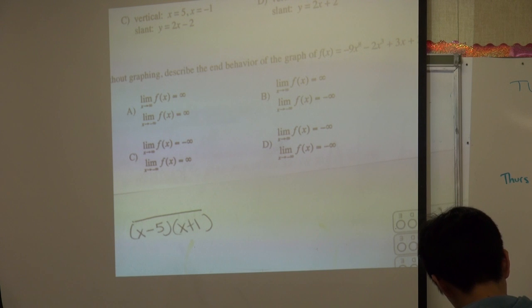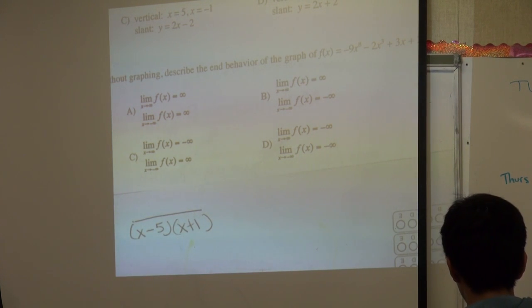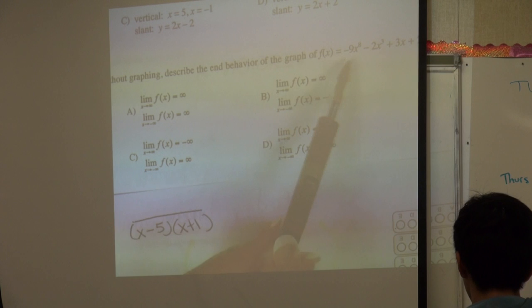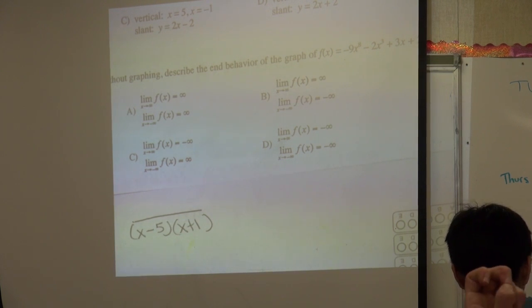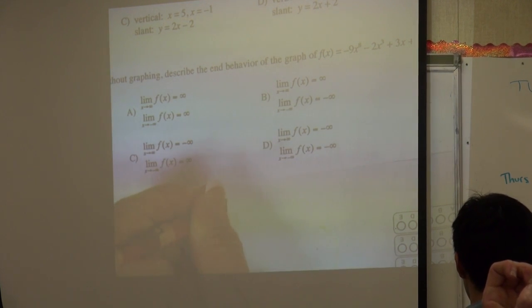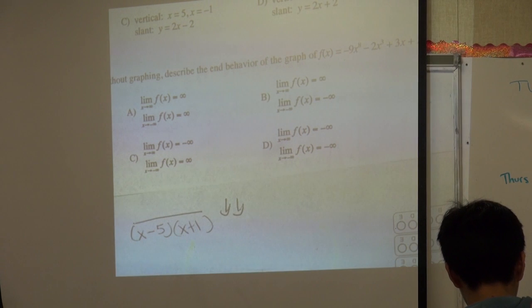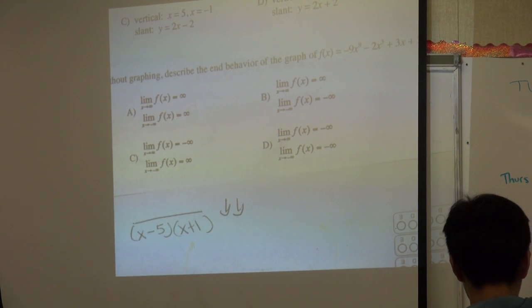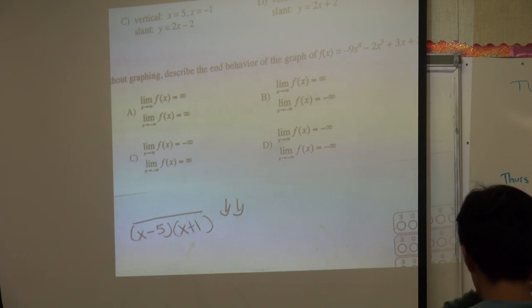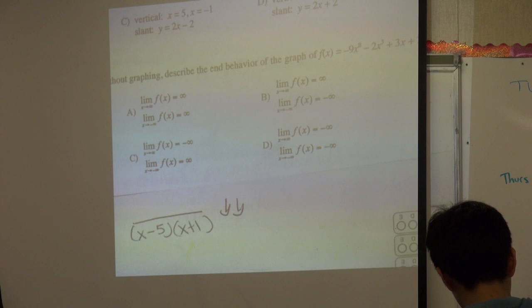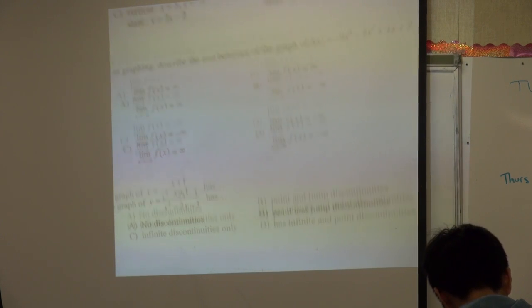If you can see that the degree of the function is 8, you know it has an even degree. That means either both ends are going up or both ends are going down. And because of the negative leading coefficient, both ends are going down. So you're looking for an answer that has negative infinity for both. And the correct answer is D. Moving on to number 3.